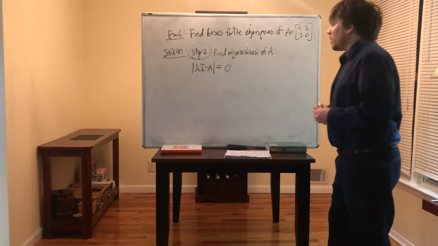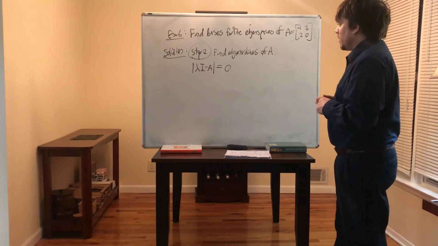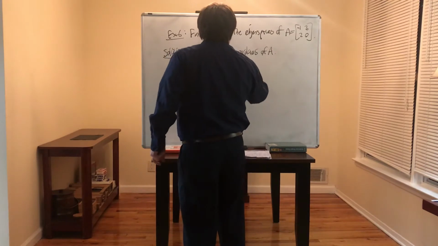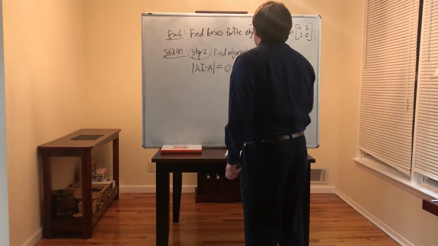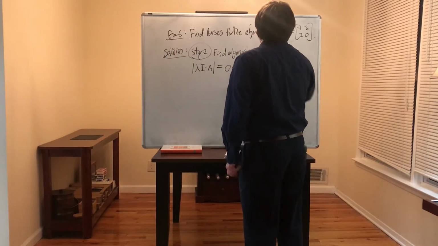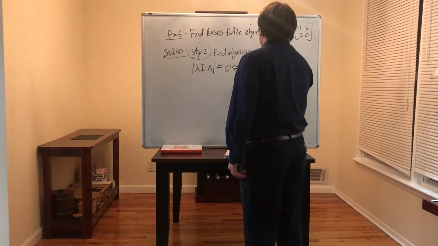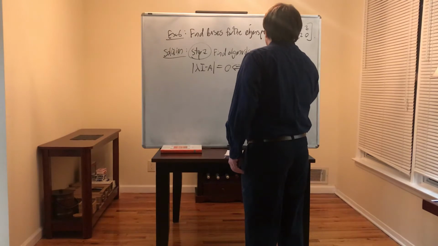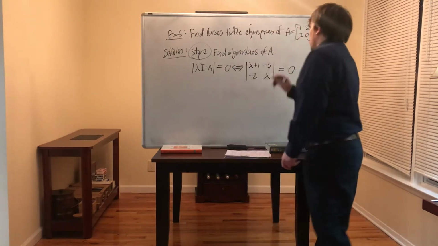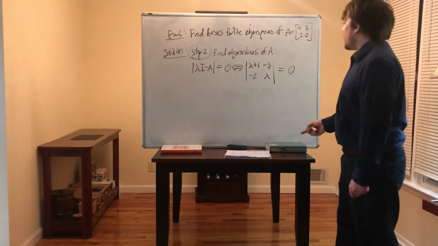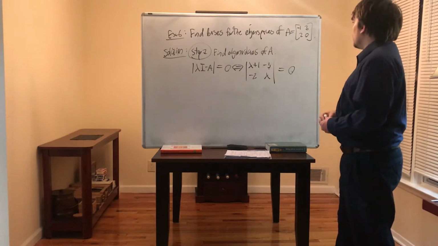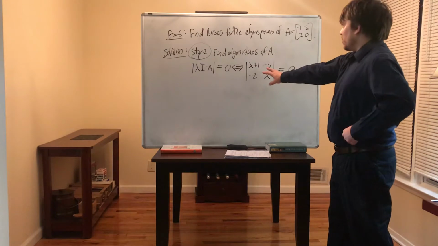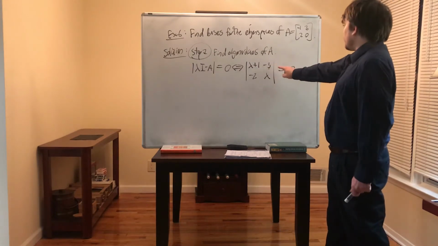Right? Okay, and so we just need to solve the equation. That equation is equivalent to the equation lambda plus 1, minus 3, minus 2, lambda equals 0. So the determinant of lambda I minus A is that. I talked a little bit about how to find that determinant on another board earlier.